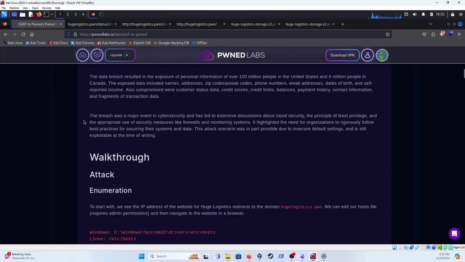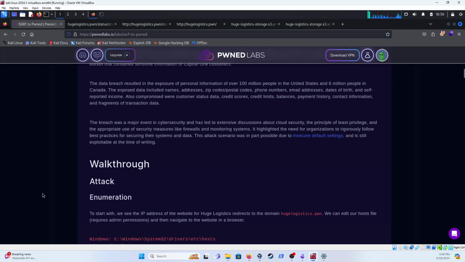The breach was a major event in cybersecurity and has led to extensive discussions about cloud security, the principle of least privilege, and the appropriate use of security measures like firewalls and monitoring systems. It highlighted the need for organizations to rigorously follow best practices for securing their systems and data. This attack scenario was in part possible due to insecure default settings and is still exploitable at the time of writing. So that's really interesting.